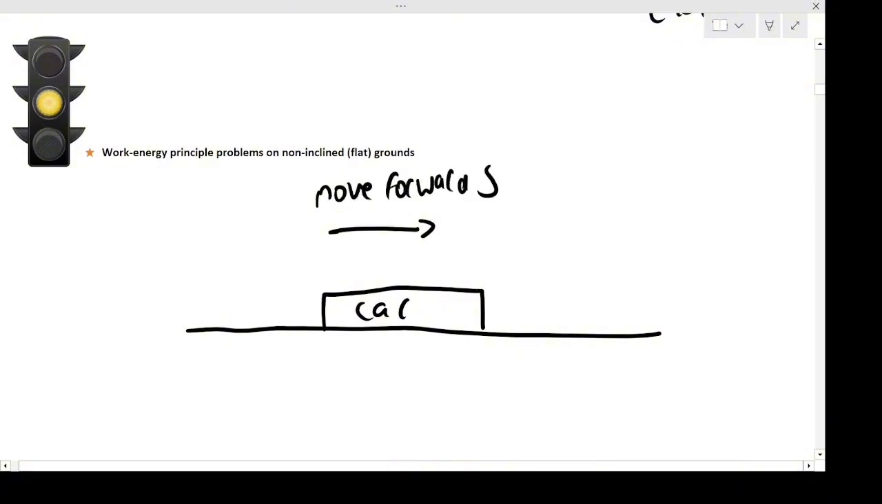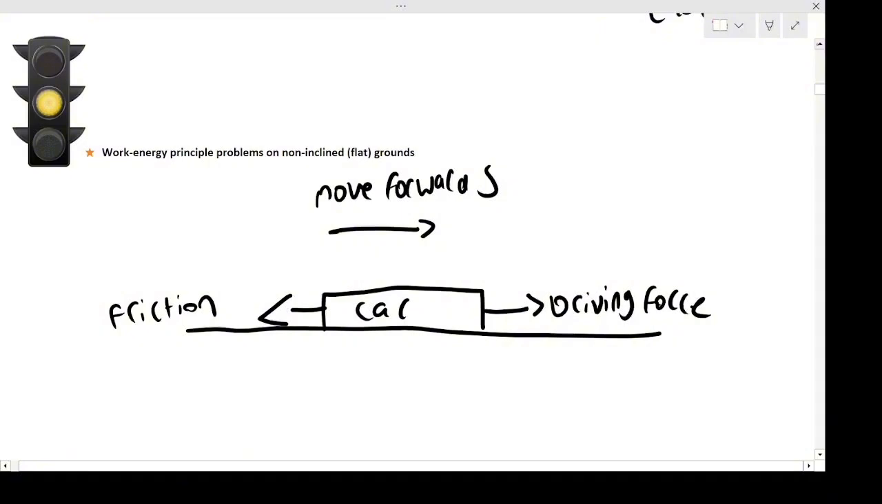In this case, there's going to be a driving force that moves the car forwards, as we've seen before. And then there's going to be friction on the road that's going to try to oppose it. That's how friction works: if you move forwards, friction will act backwards to oppose it. And so there we are.